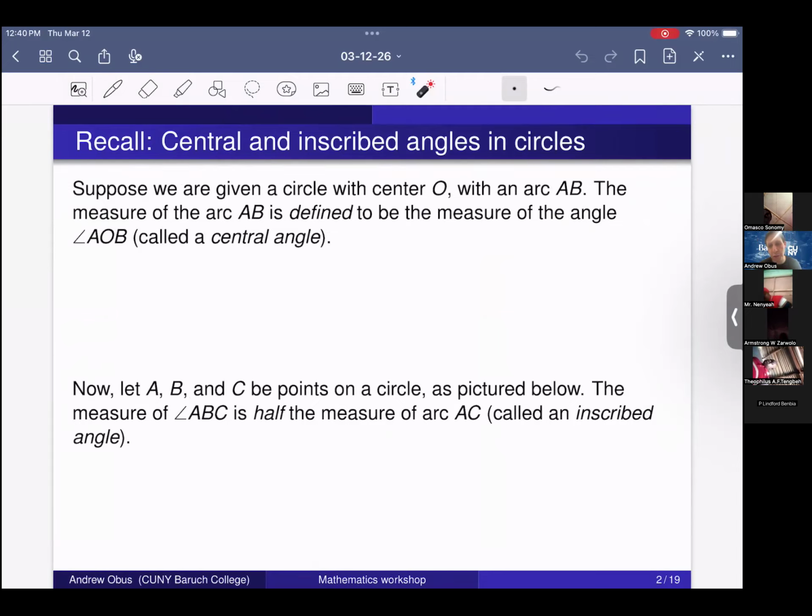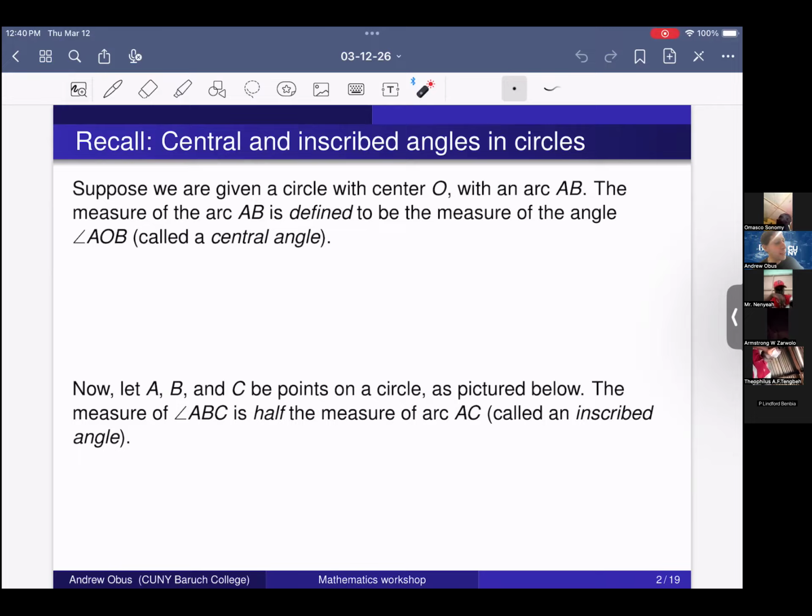We were talking about circle theorems, and most of what we're going to talk about today was going to be theorems about angles. We have all sorts of different ways of forming angles inside circles, and I just want to review and recall all the ways we have of doing this.